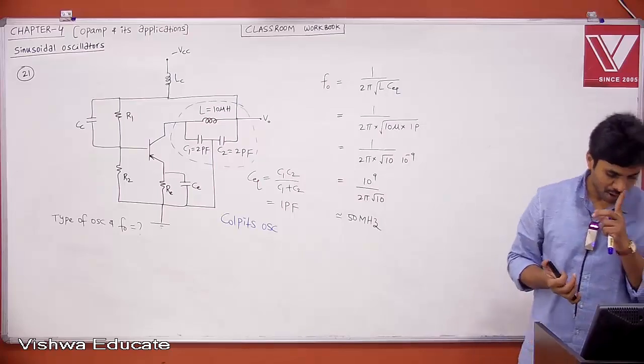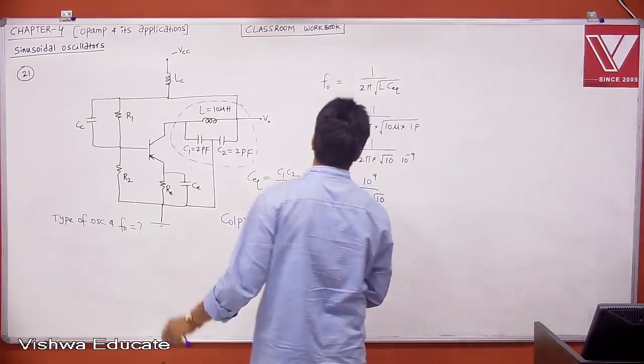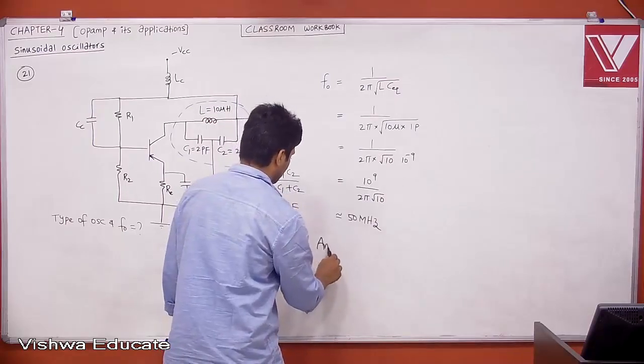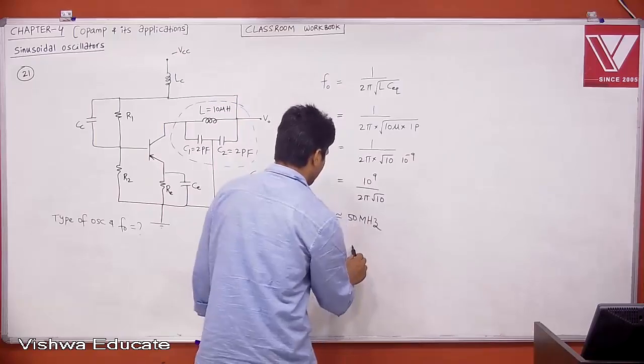What is the answer? 50.3. Answer is B, Colpitts oscillator and 50.3 megahertz. Therefore, answer is B, right? Colpitts and 50.3. Answer is B.